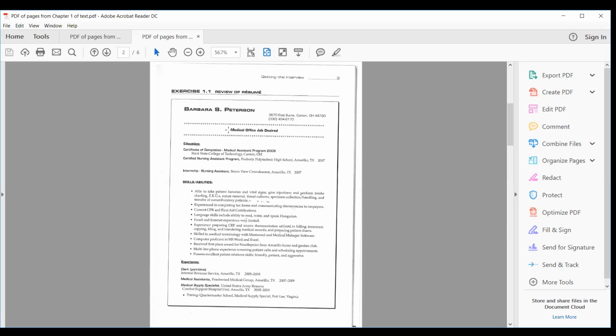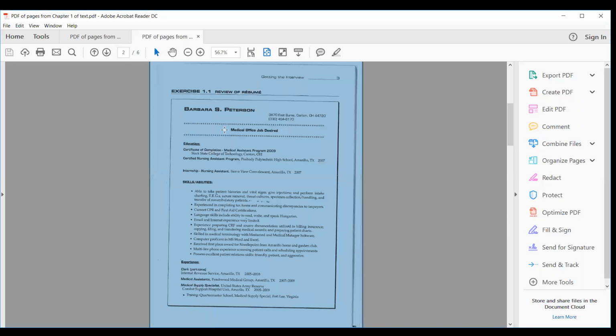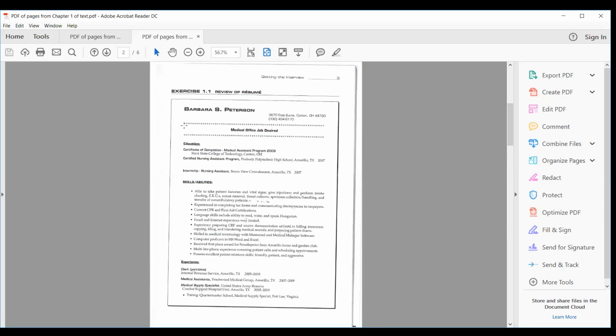So if the resume is being sent to someone who is looking for a phlebotomist, they probably won't even look at it. What you want, this should match the job that you picked. That's why we had you pick a job first. Education follows next. Skills, yes. Okay, so we have skills here.